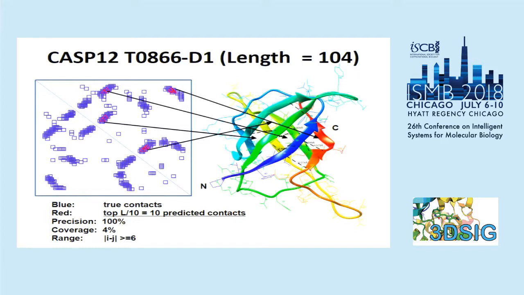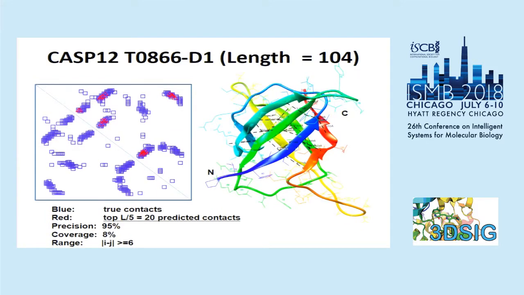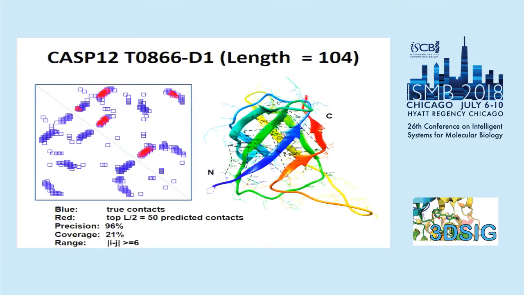If I increase the number of predictions, top L divided by 5, 20 predictions, I see more contacts between those strands. And I also see some new contacts between new strands, this blue and light blue. Accuracy is still very high. Then I select top 50 predicted contacts. You see I see more contacts between those strands, and accuracy is still pretty high for this example.